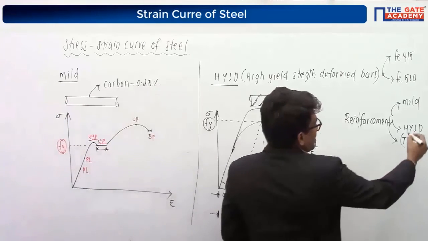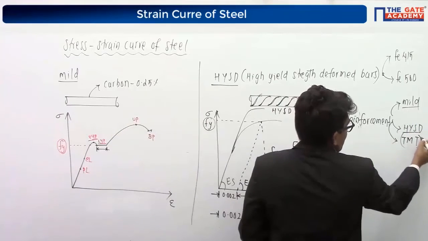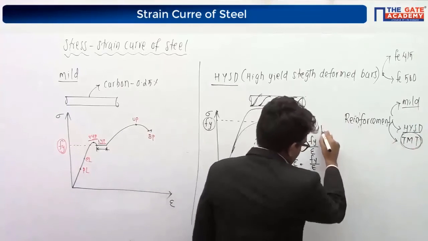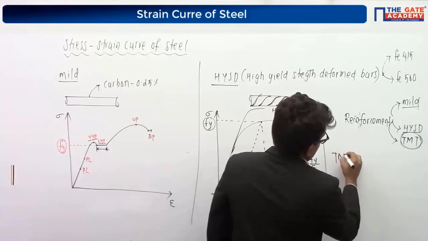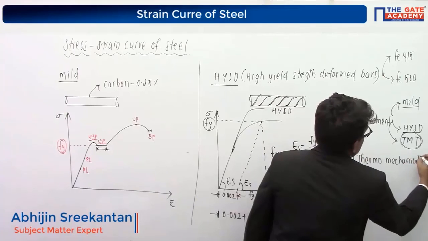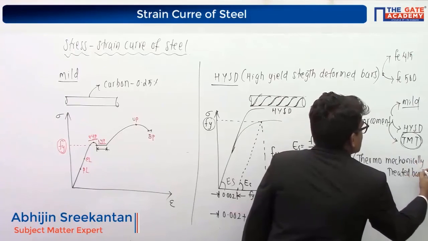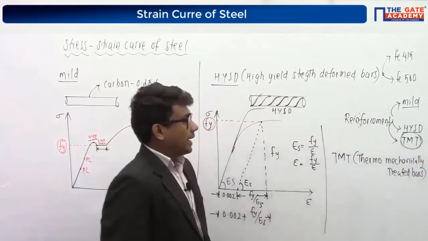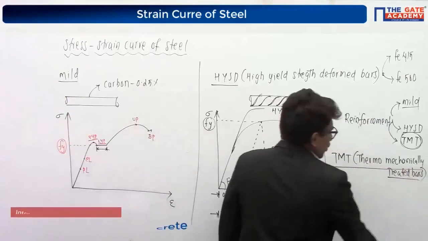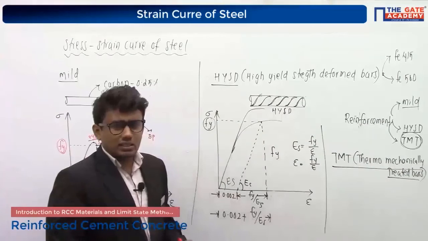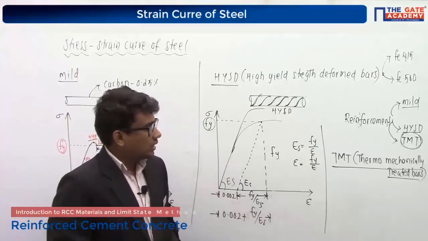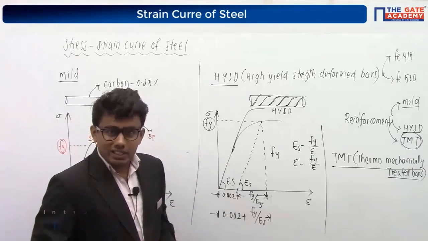Shall we? Yes. So we have discussed this mild steel bar and HYSD steel bar. We have TMT also. What is TMT? TMT stands for thermo-mechanically treated bars. Nothing special is there actually. The chemical composition and everything is almost similar to our HYSD steel bar, that is, high yield strength deformed bars. The difference is in the manufacturing process.